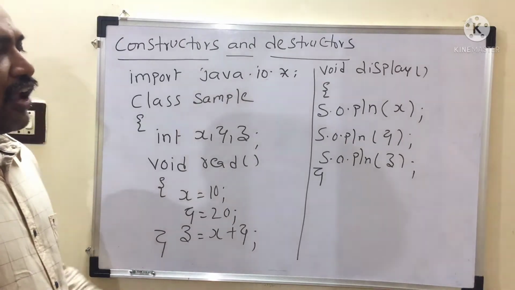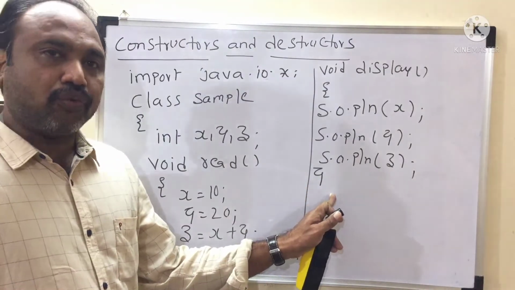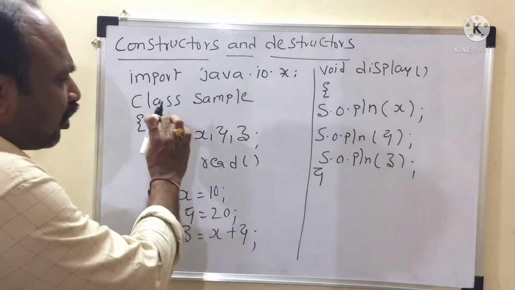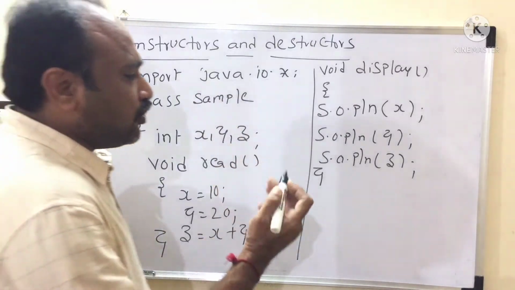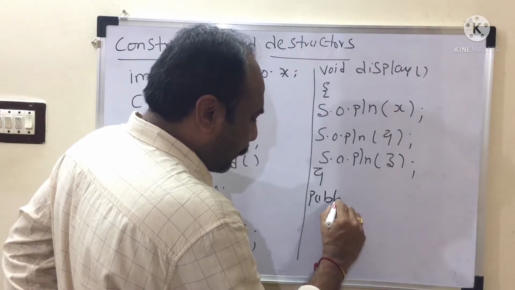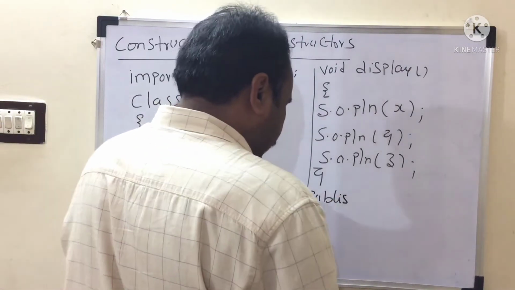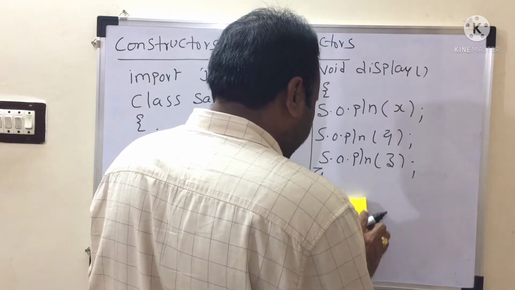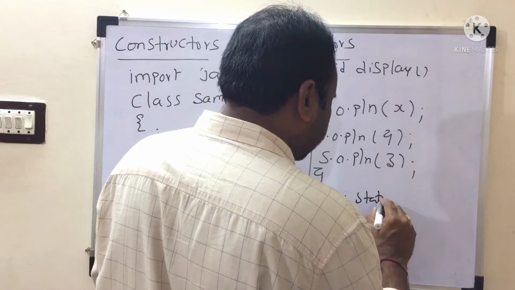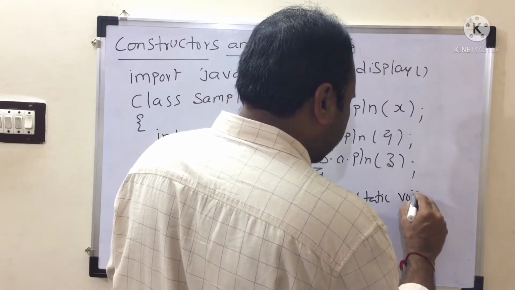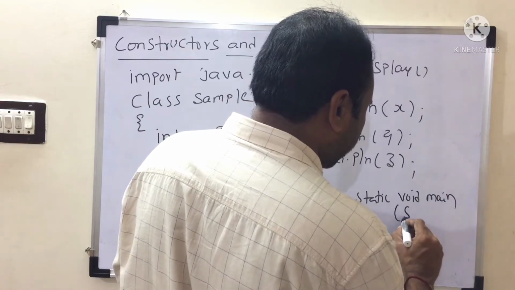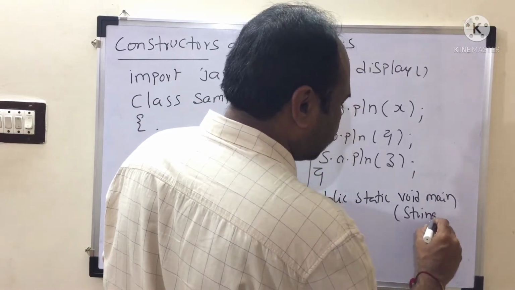Actually, to write the main method, we can write a separate class. But anyhow, we are writing it in this class here. Without writing a separate class, straight away I can write here public static void main. Main has one parameter, String args parameter.